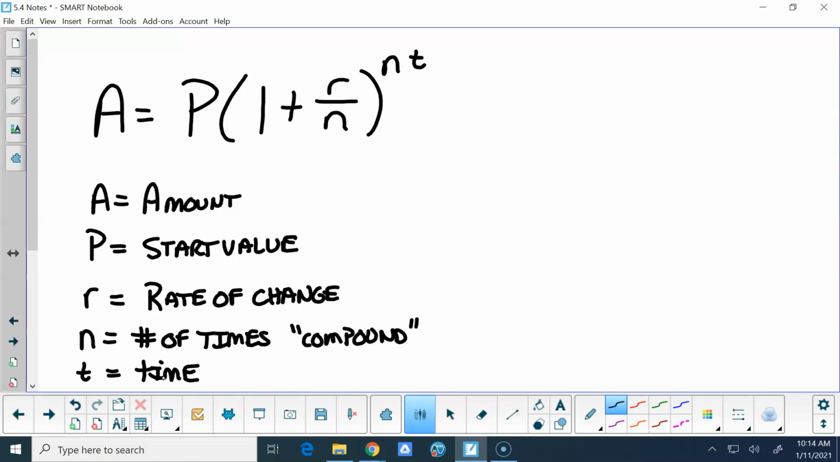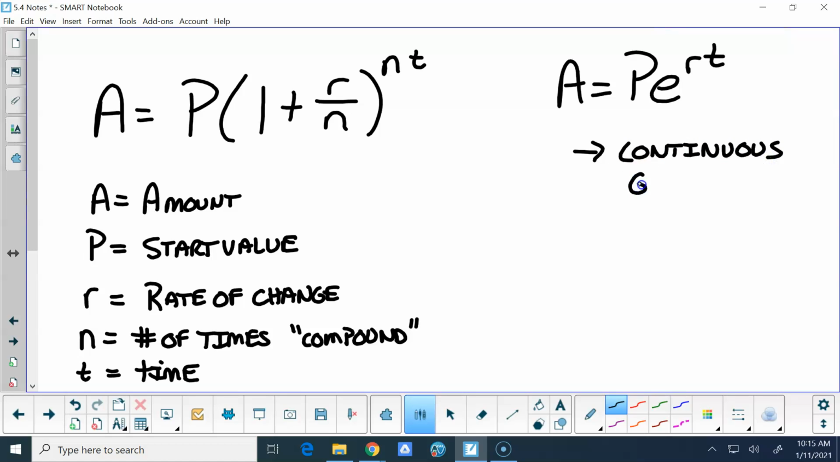That's one. The other one that we have is Pert. I like Pert. Pert is for continuous compounding. A equals P e to the RT power. Where P is our starting value, e is e, it's in our calculator, R is the rate of change, and T is time. But this one is for continuous growth or decay.